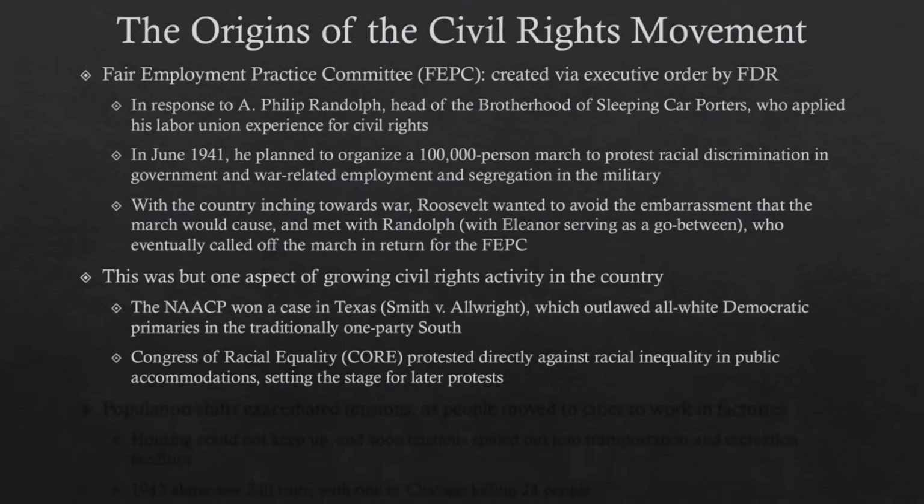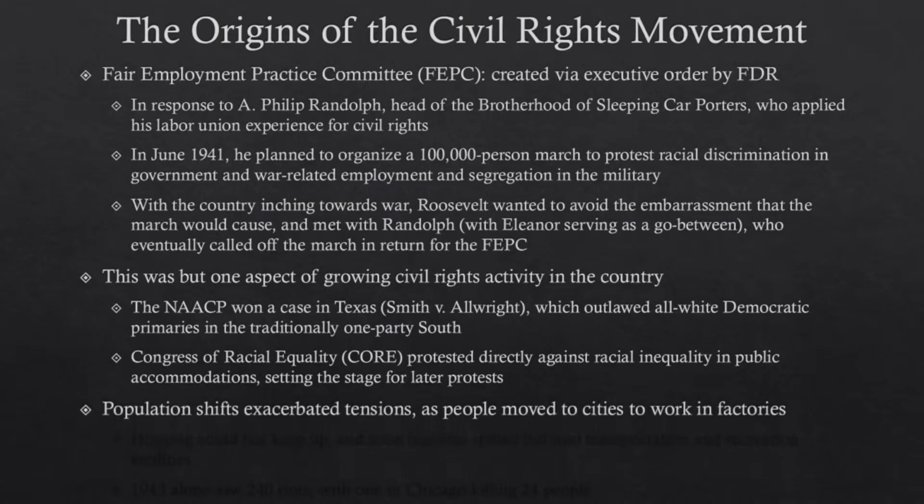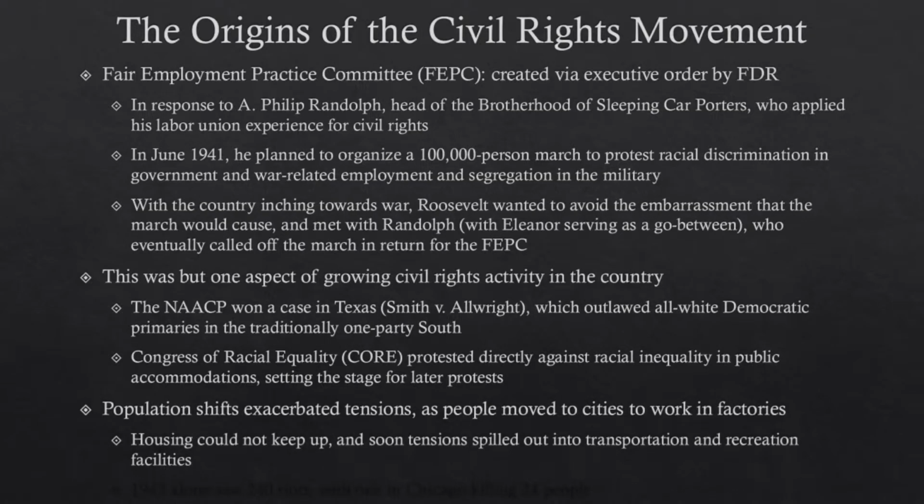The Congress of Racial Equality protested against racial inequality in public accommodations, which would be a later protest in the civil rights era. Housing couldn't keep up, with tensions spilling out in transportation and recreation facilities. 240 riots in 1943 alone. One in Chicago killed 24 people. So again, Chicago being a largely populated area, saw a lot of riots.